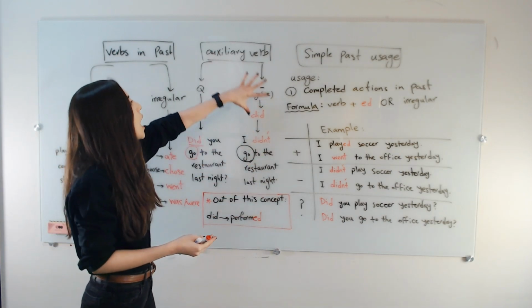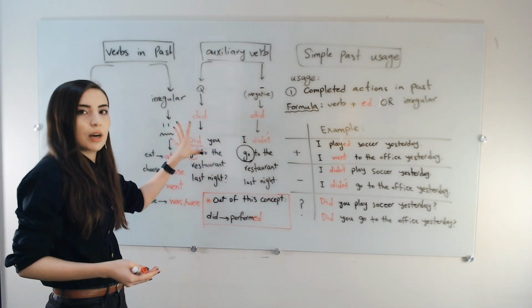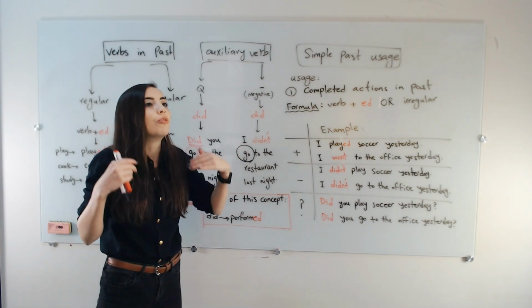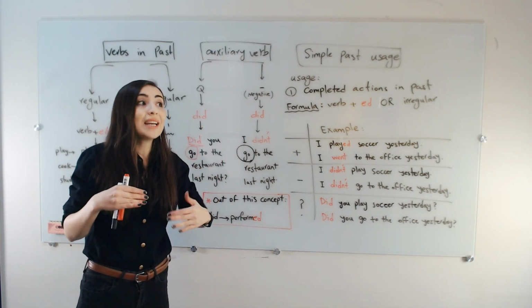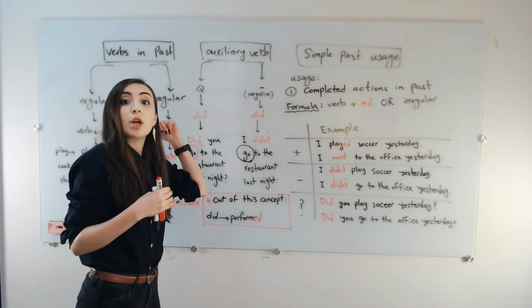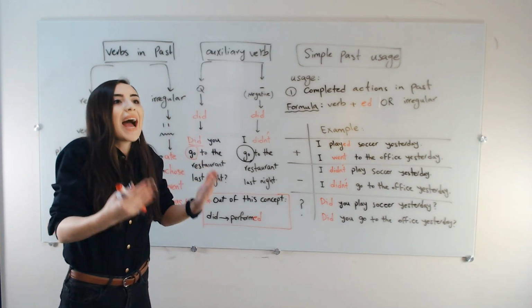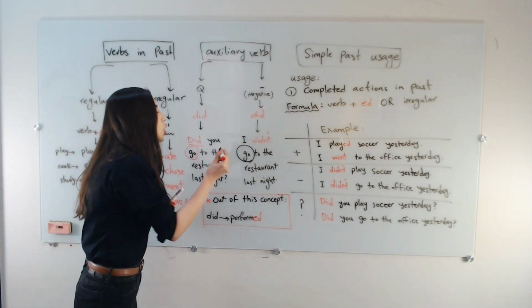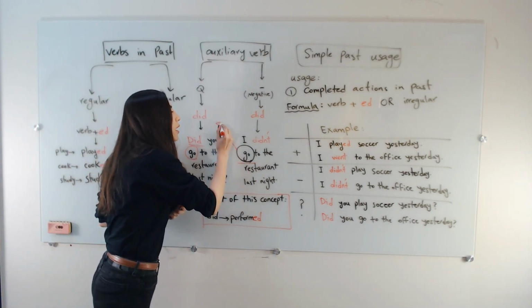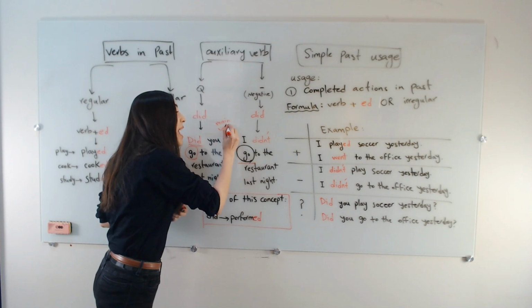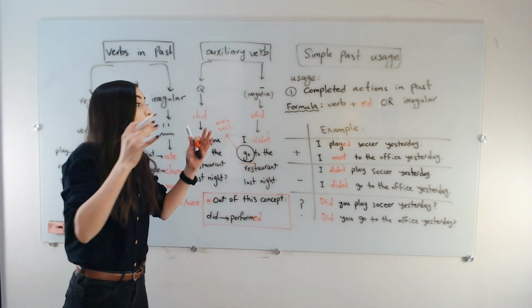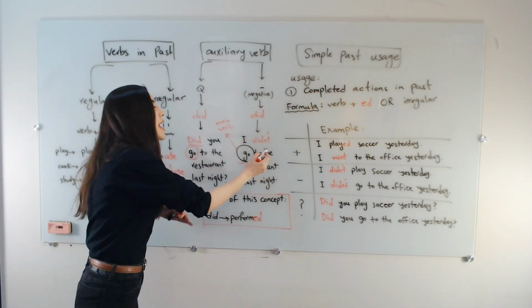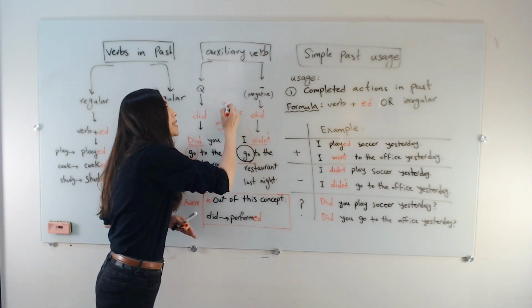So out of this concept of auxiliary verb, did means performed. So for example, when I say I did my homework last night, did is actually the main verb. It's not an auxiliary verb. So in here, go is the main verb. It means the main action that is actually happening in this context, and did is auxiliary verb.